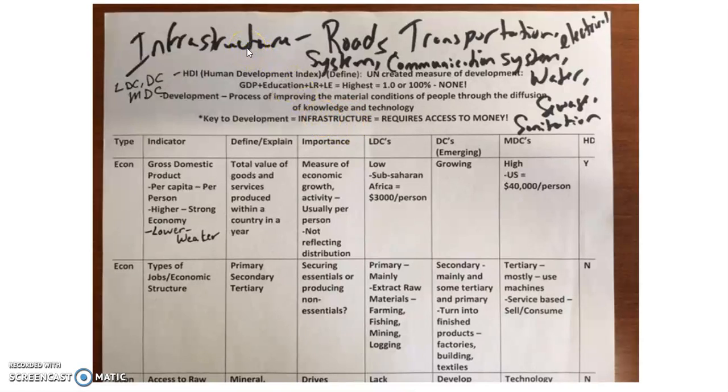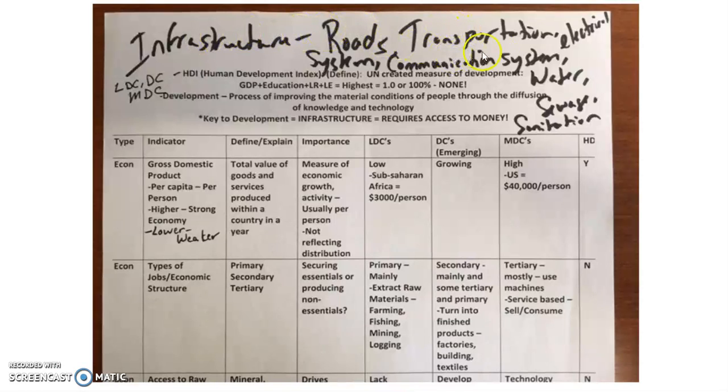And infrastructure, this is the backbone of a society. These are your road systems, your transportation networks like rail, air, your electrical systems. So do you have electricity, and is it reliable, and does it go throughout both urban to rural? Your communication systems, your water systems, your sewage systems, and sanitation systems. This is what can lower death rates of your society.